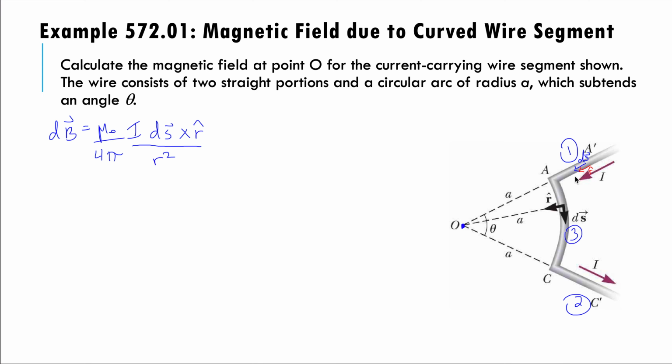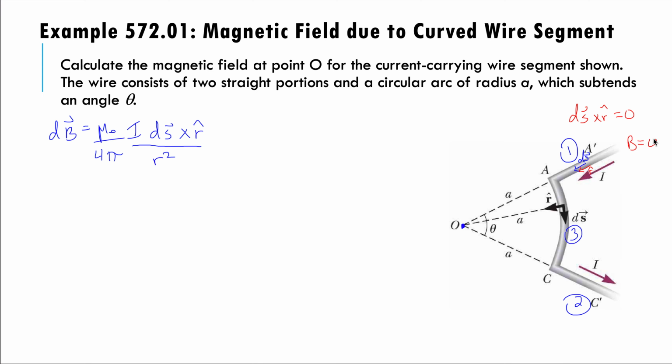So r hat points in the same exact direction as ds. So when we want to find a cross product ds cross r for segment 1, we know that the cross product is going to be equal to 0. And so that means that we're not going to have any magnetic field due to this straight wire at point O.